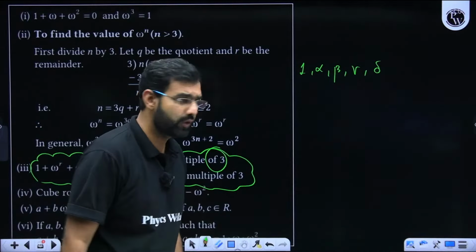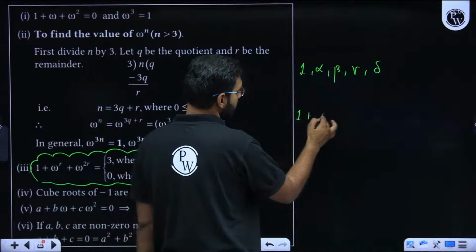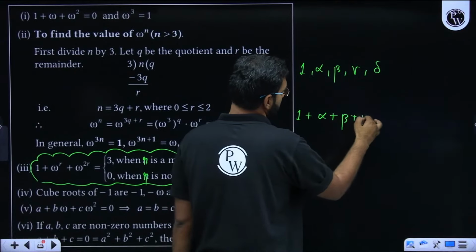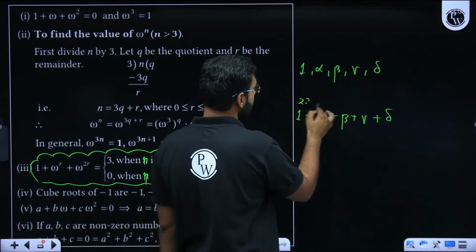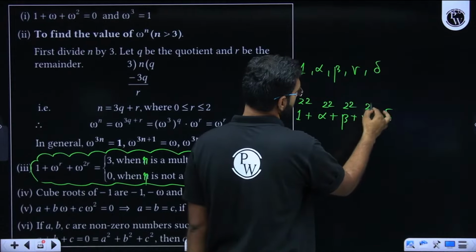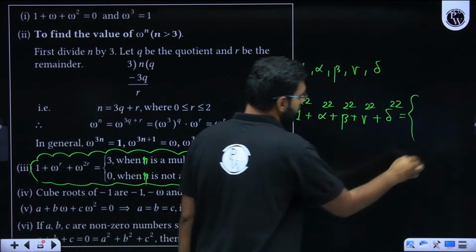These are the fifth roots of unity. So if I'm doing their sum, which means 1 plus alpha plus beta plus gamma plus delta, but I'm raising them to a certain power. Let's say the power is 22. So they all are raised to a certain power.